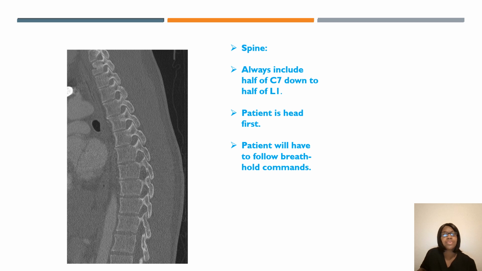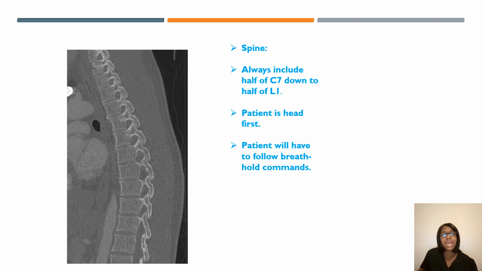This is a thoracic spine. I always scan mid C7 down to half a L1. The patient is going in head first. Be sure to tell the patient they will have to follow breathing instructions. So if they speak a different language, make sure you change it so the patient does not move.